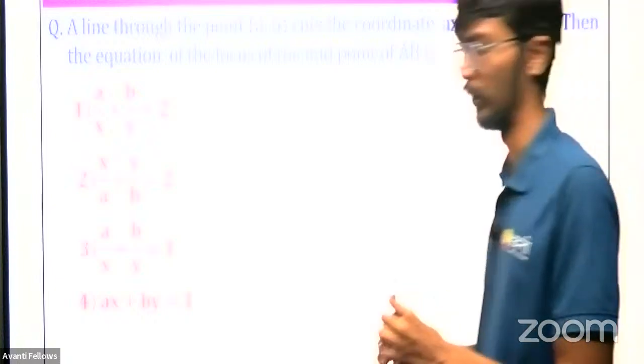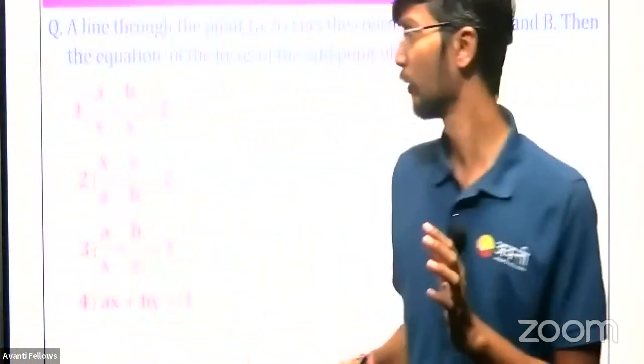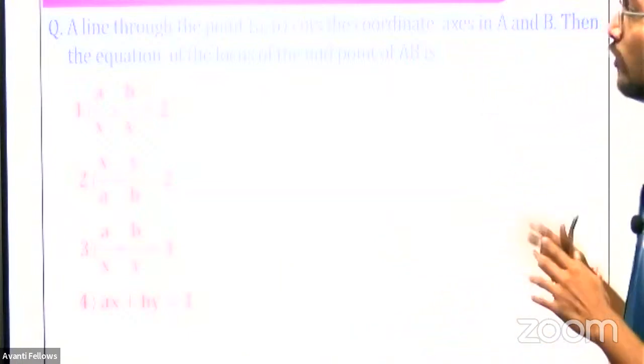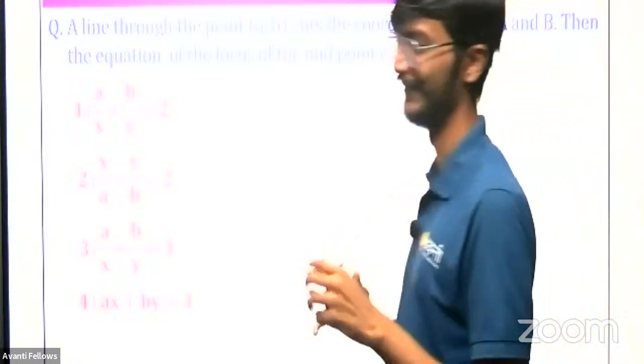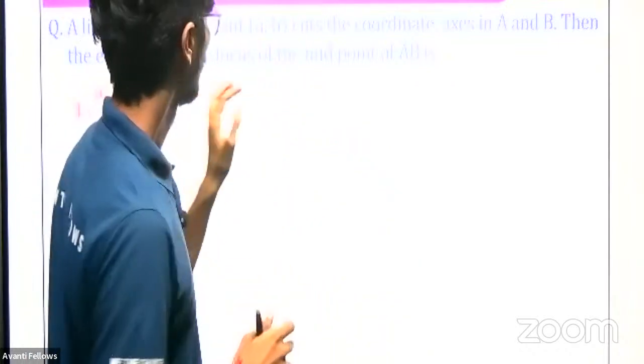Yeah, this is a classic question of locus. So what does this question say? Let us read through this. A line passes through a point and cuts the coordinate axes in A and B. Find the equation of the locus of the midpoint of AB.